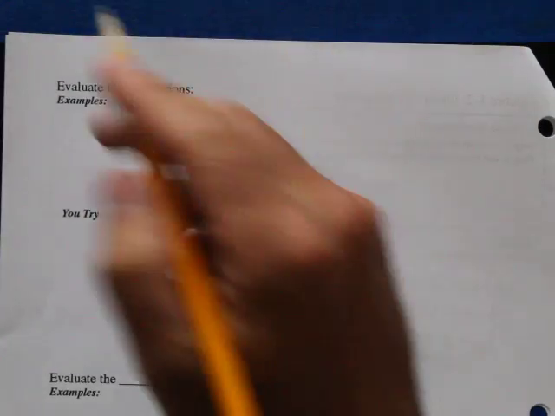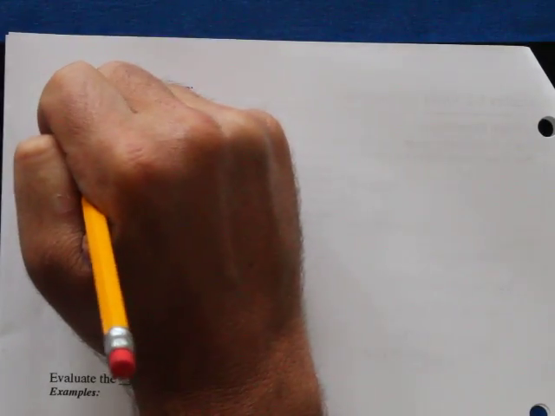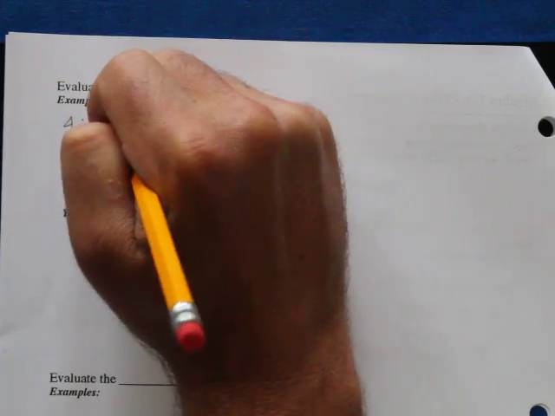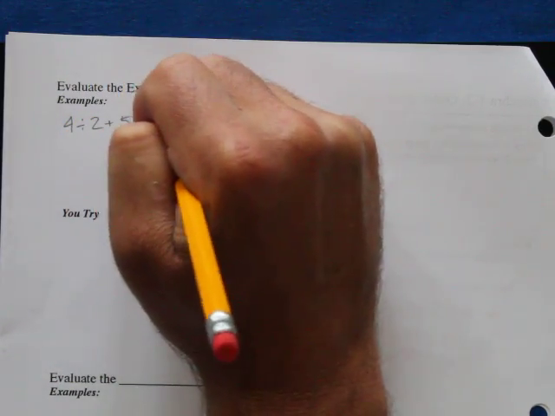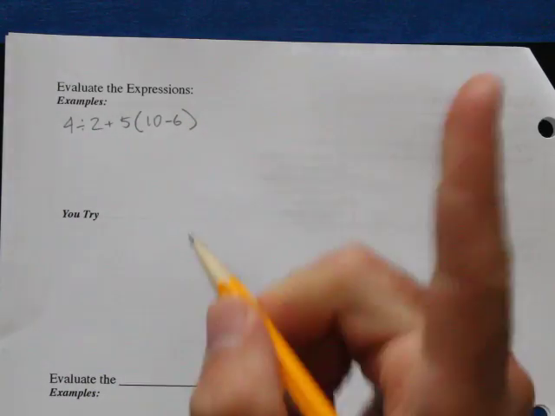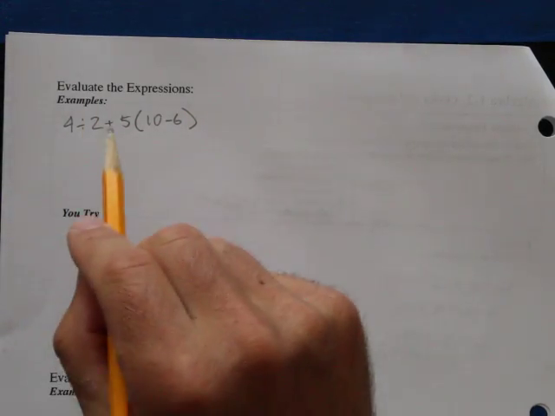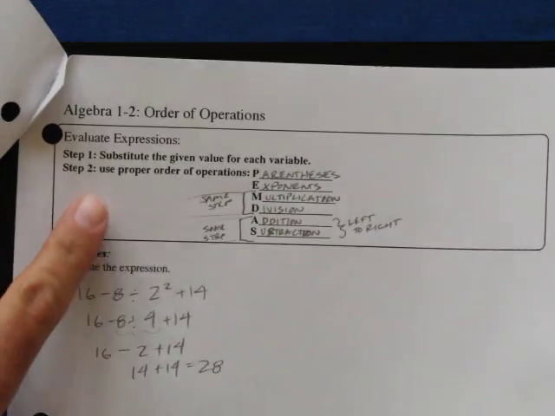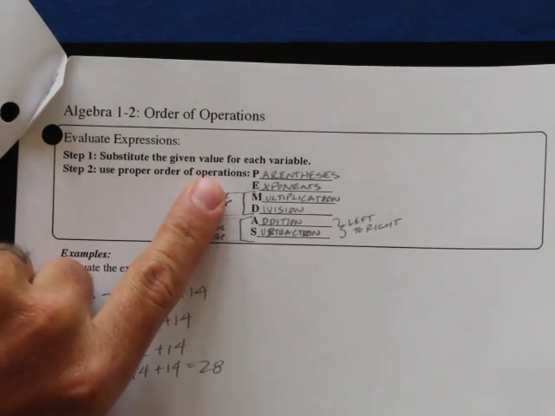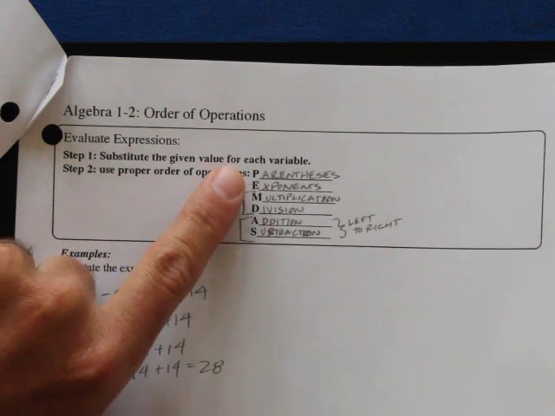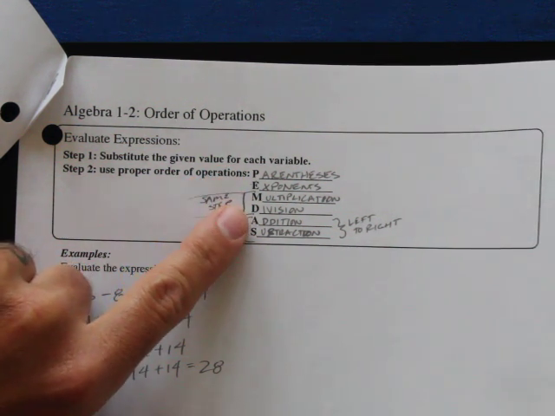All right, going to the other side of this page, of this packet here. We're just going to do some more examples. So let's make it a little bit more complicated here. 4 divided by 2 plus 5 times 10 minus 6. So remember from the other page, we had PEMDAS. Now step 1 was substitute given value. We're going to do that pretty soon, but we're not quite there yet. Now, parentheses, exponents, multiplication, division, addition, and subtraction. That's what we're going to do now.